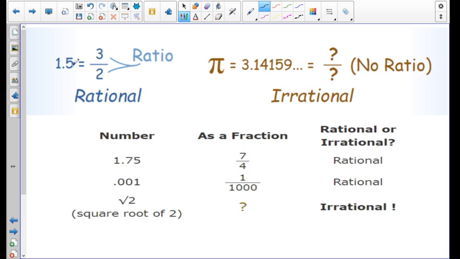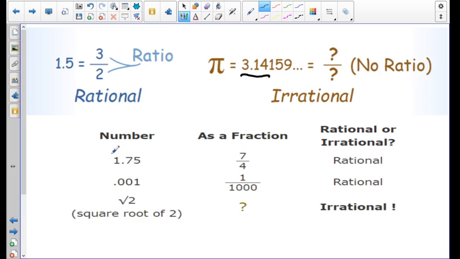So again, 1.5 can be written as a ratio of 3 over 2. So 2 will go into 3 1.5 times. So that's what a ratio is there, the fraction. Pi never ends. It's estimated usually, if we use it in calculations, 3.14 gives us a good approximation, but it never ends and it never repeats. That's key. Never ends and never repeats.